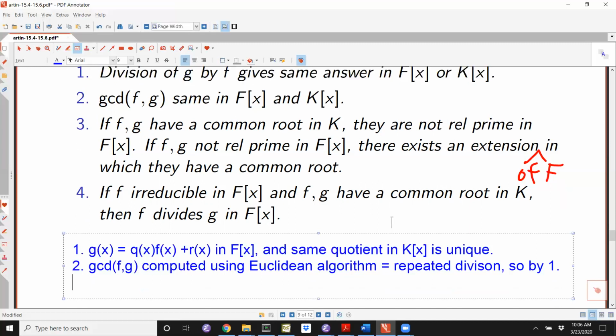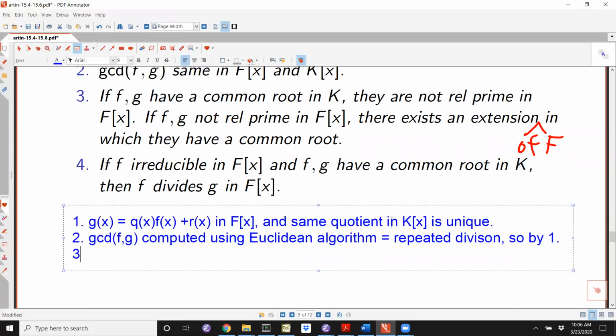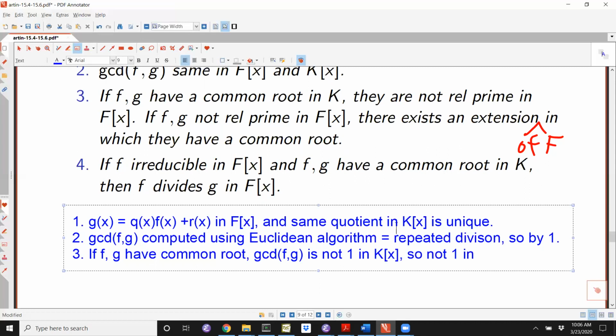Okay, so 3. So if f and g have a common root, then the GCD of f and g is not 1 in K[x], so it's not 1 in F[x].